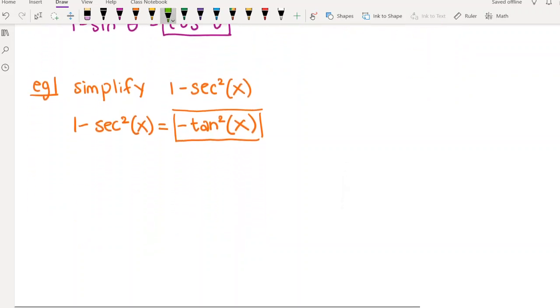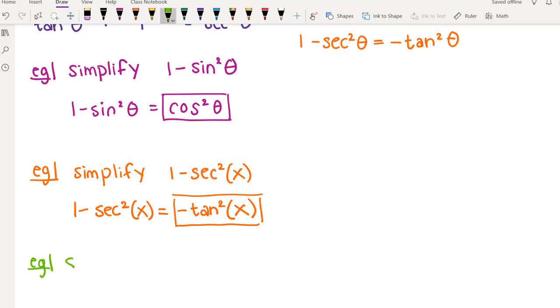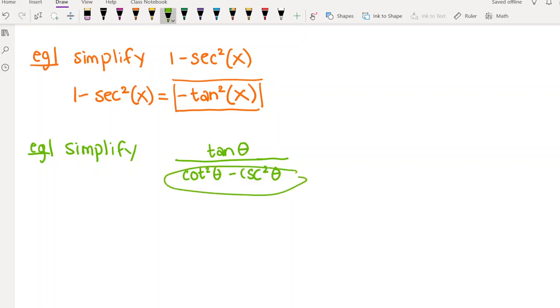All right, another example. This one's going to bring in something a little bit different. We're going to simplify cotangent squared of theta minus cosecant squared of theta in the denominator, and the numerator is going to be tangent of theta. So this one is not just a straight up Pythagorean identity like the other ones, but we do have this denominator which should remind you of the Pythagorean identities. So we're going to have to figure out how to simplify the denominator, and then once we have an answer for that, we can put it back in the context of the fraction and see what we get.